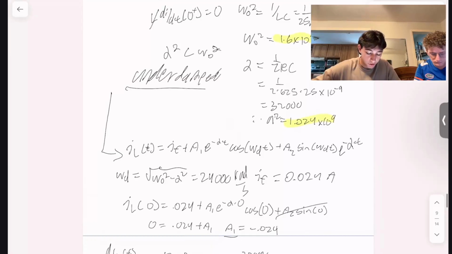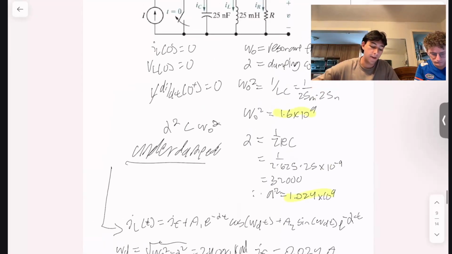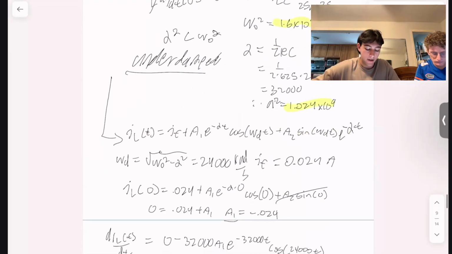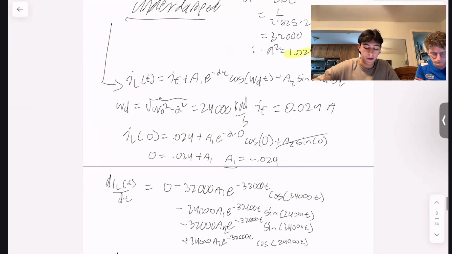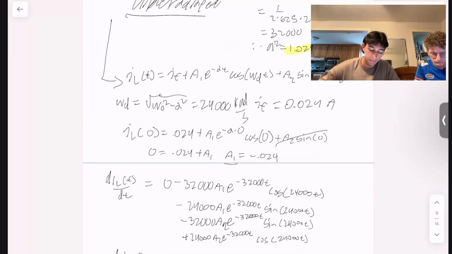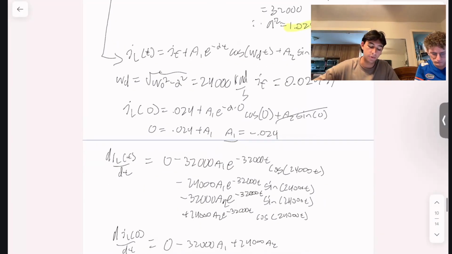After that, what you're going to do is take the derivative of this entire system. That's why we found di dt at 0 plus when we started the problem. And I know this looks like a monster derivative. I promise you it's not that bad because you have two sine terms here. Those are both going to be equal to 0 because we're evaluating at time equals 0.